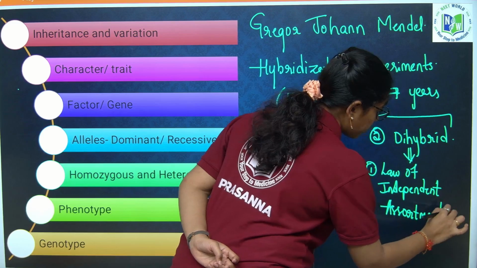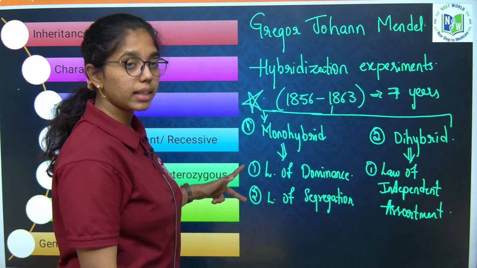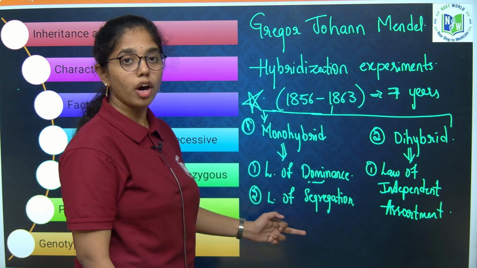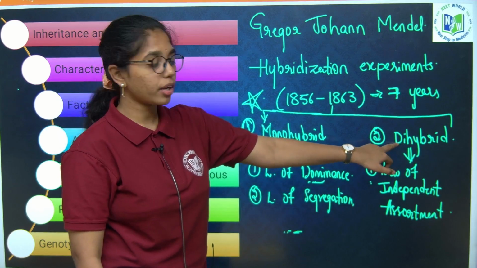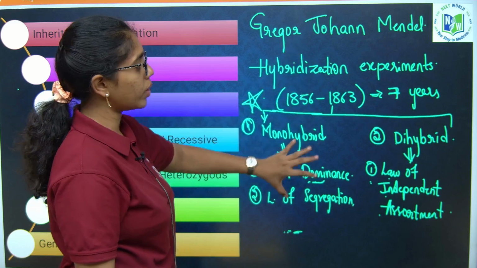So yes, this is very much important. Make a note of it. What are the two laws that Mendel derived from the monohybrid cross? Law of dominance and law of segregation. What is the law which he derived from the dihybrid cross? That is the law of independent assortment. Clear? So keep this in your mind.